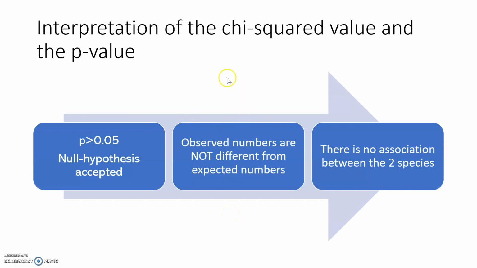I've also tried to produce a little diagram to show some of this. So in the example we just looked at, the student found the p-value to be larger than 0.05. This means that the null hypothesis is accepted, because the observed numbers are then not very different from the expected numbers, which means that there is no association between the two species.